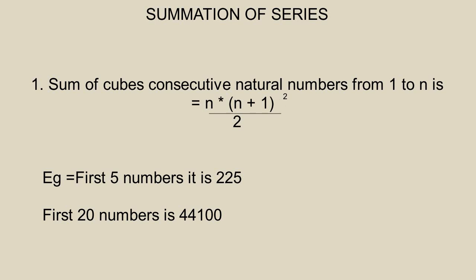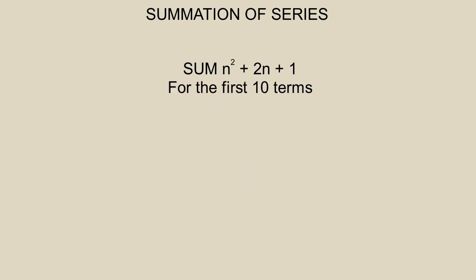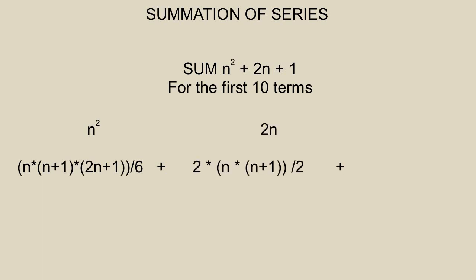Now, why am I sharing this? Well, this is to introduce the general concept of summation. If you have a general term of any series, let's say n square plus 2n plus 1, and you're asked to sum it up for the first 10 terms, you can simply use the above formulae and substitute with the corresponding structure. So for n square, it will be n into n plus 1 into 2n plus 1 by 6, plus for 2n it will be 2 into n into n plus 1 by 2, plus for 1 it will be 1 into n. So now just substitute the value of n and you don't need to do anything else.